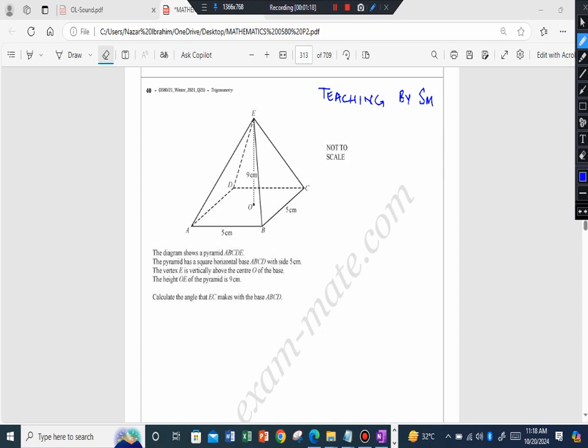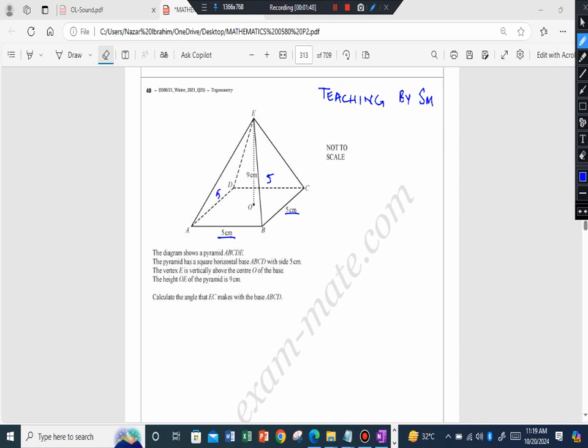Okay, so the first question which we can see over here is trigonometry. The diagram shows a pyramid. You can see it's a pyramid, right? A, B, C, D, E. The pyramid has a square horizontal base. We are informed that it's a square based pyramid. Its base is a square, right? And you know the property of a square, all sides are the same. Since you can see that this is 5, this is 5, of course, this will also be 5, and this will be 5 as well.